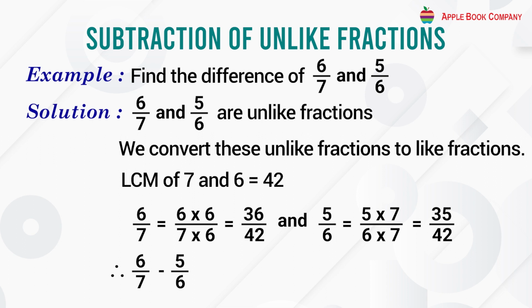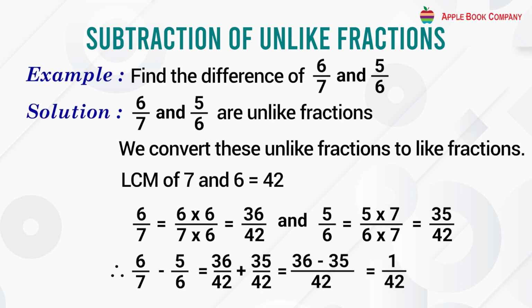Therefore, 6 by 7 minus 5 by 6 is equal to 36 by 42 minus 35 by 42. So you just subtract the numerators. 36 minus 35 is equal to 1 by 42.